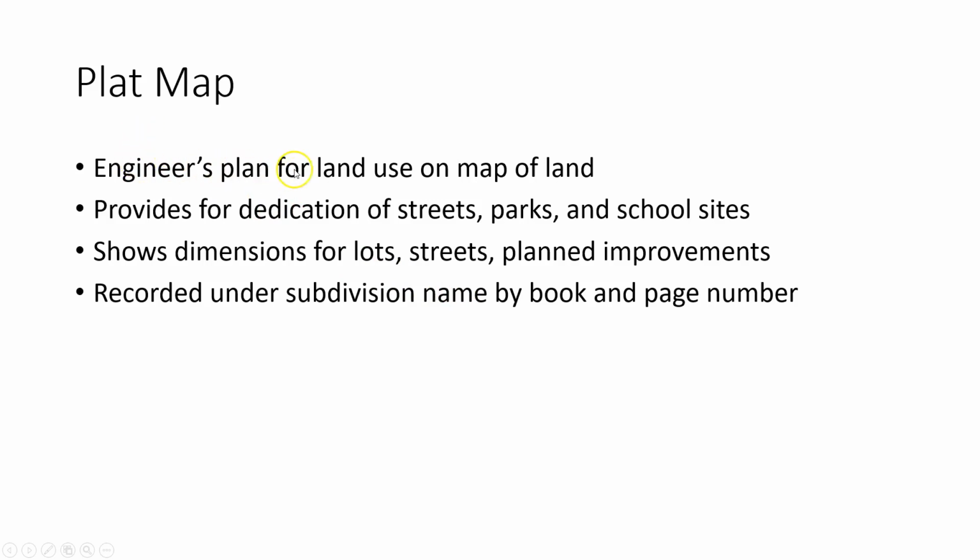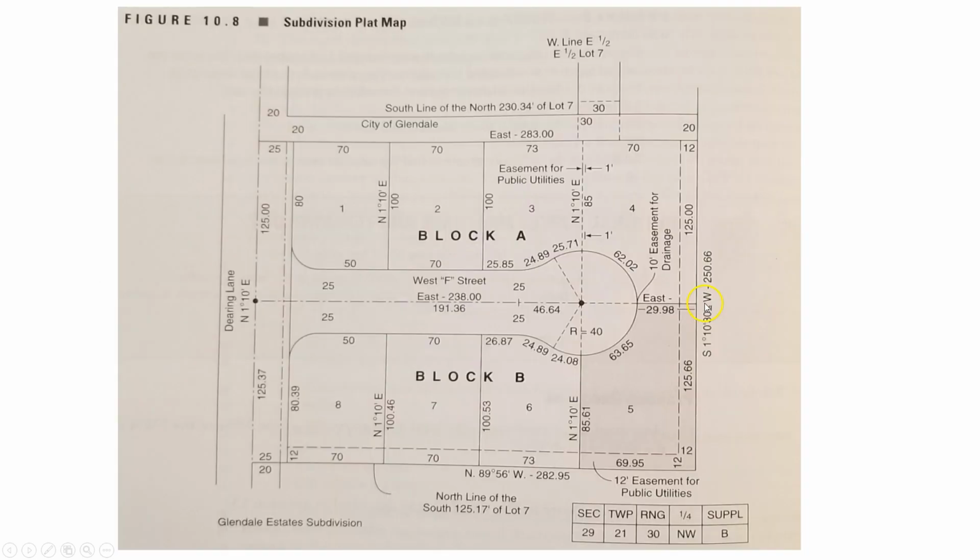First of all, the engineer's plan and a surveyor from the owner developer for the land is put onto the map of the land. It provides for dedication of streets, parks and school sites, shows dimension of lots, streets, planned improvements, and recorded under the subdivision by book and page number. Here's an example out of the book of what we have as a typical lot and block plan. This will be submitted to the Planning Commission for approval before they start building it.